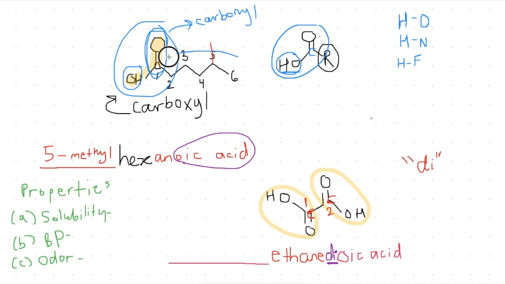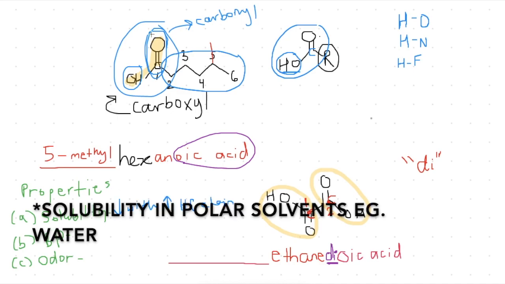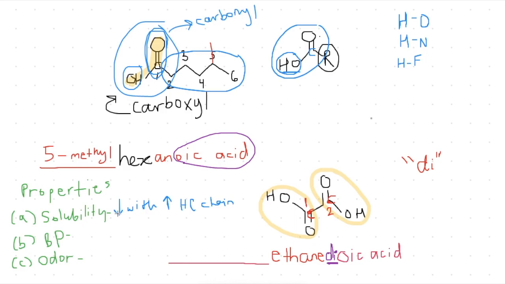However, the hydrocarbon alkyl chain, the R chain, in this case our 6-carbon chain, is the nonpolar part of the shape. So the longer the R chain, or the alkyl group, the less soluble the shape is going to become because of this increasing nonpolar part of the shape. So the solubility of the carboxylic acid overall will decrease with increasing hydrocarbon chain.